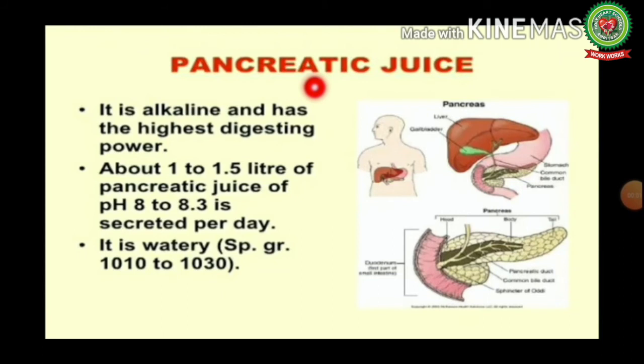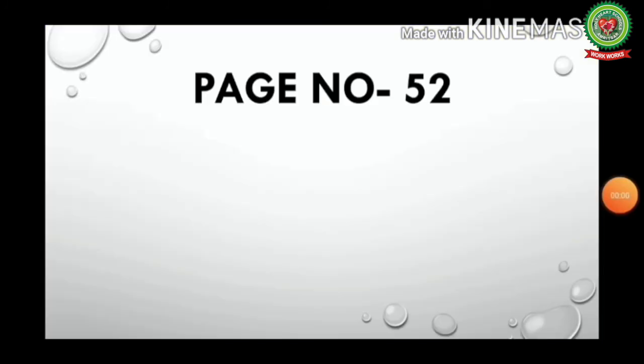Next is pancreatic juice. It is alkaline and has the highest digesting power. About 1 to 1.5 liters of pancreatic juice of pH 8 to 8.3 is secreted per day. It is watery. Now come to page number 52. Let's start the reading of this topic.